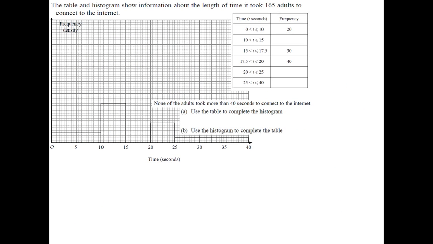Okay, so this is the last question that I'm going to look at with you. It's in 2 parts. Table and histogram show information about the length of time it took 165 adults to connect to the internet. Okay, so I assume these are going to be in seconds, otherwise that would be a bit worrying. So I'll draw these bars on. They're already there, but not very clear. So this is the info that we've already got.